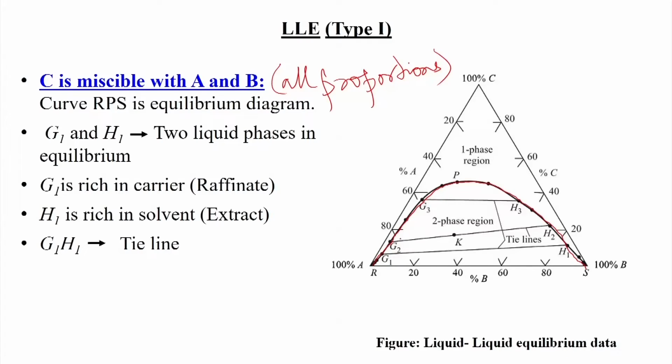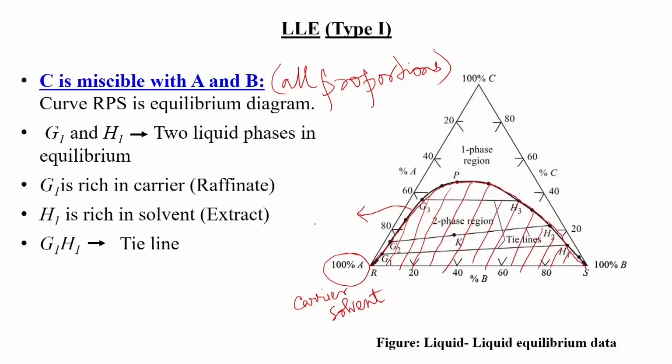So, in between, this is the binary phase zone. Here we will be discussing in detail about the binary phase, or the two phase region, from R to P. That is 100% A, which is the carrier solvent. So, this is the carrier solvent rich zone, the raffinate arm.